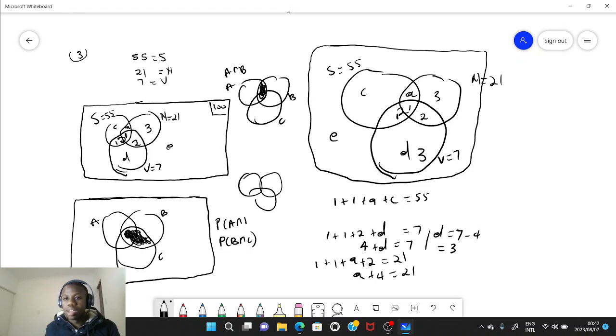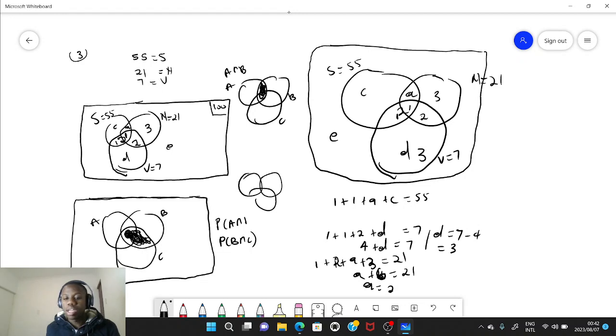No. We left this 3. It was supposed to be 1 plus 2 plus A plus 3. So it's supposed to be 1 plus 2 plus A plus 3. So now what is 1 plus 2? That's 3 plus 3. It gives us what? 6. Right?